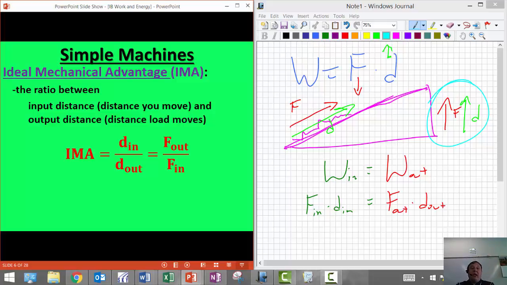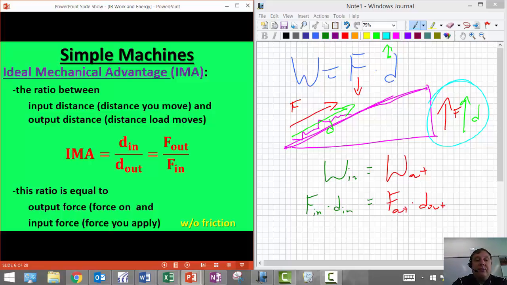Now, you can say the IMA is also equal to the force out divided by the force in, and that's fine. But you have to remember that this is without friction. With friction, you cannot say the IMA is equal to the force out over the force in, because friction is going to mess things up. There's going to be another force added to it. Even with friction, you can still say that the IMA is equal to the distance in over the distance out. But you can't say the force out over the force in with friction.